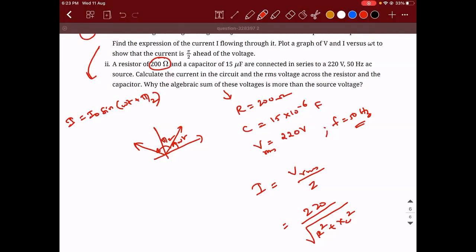So why is the algebraic sum of these voltages more than the source voltage? This also I have showed. If you add the voltage across the resistor and the voltage across the capacitor, you will get a value greater than the source voltage. Why is it happening? Because you are not supposed to do the algebraic sum, rather you are supposed to do the vector sum. Right? When you do the vector sum, you will get the exact value because angles are also involved here.